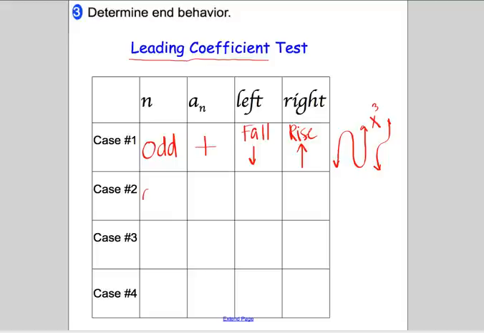Now what happens if that leading coefficient instead is negative? If that's the case, we're going to get the opposite. It's going to rise on the left and fall on the right. So now this is like negative x cubed, and that would look the other way.